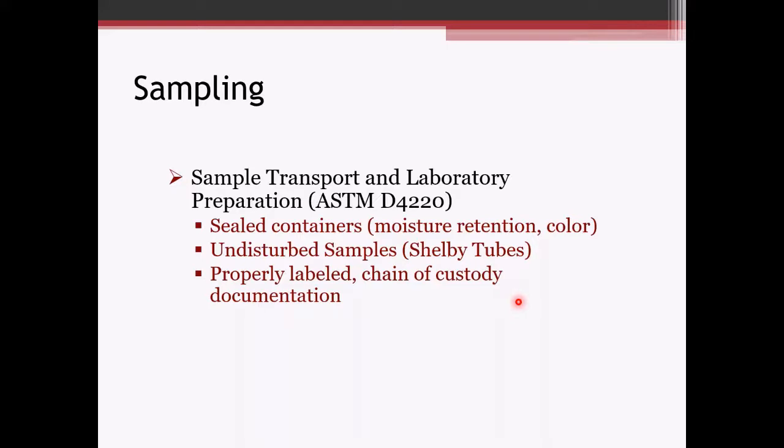As I mentioned, undisturbed samples, Shelby tubes, we want to take care with transporting those back to the laboratory. And it's important to make sure the samples are properly labeled and have the appropriate chain of custody documentation that goes along with the samples.